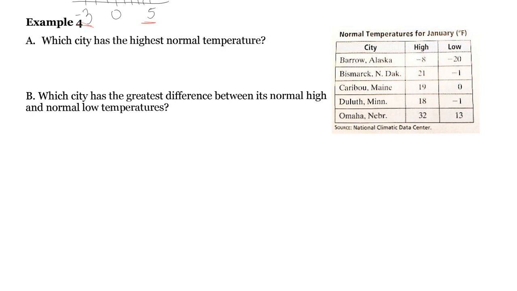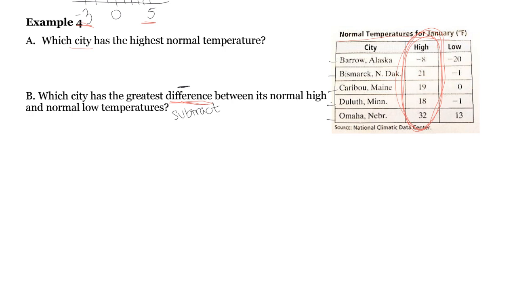So greatest normal temperature, what I mean by that is you're looking at your highest temperatures that are normal for January. So we're looking at our high numbers. And which city? For B, difference. Think about what the word difference means. Hopefully you remembered the word difference means to subtract. So we're subtracting on this one. So we want the biggest difference between the high and the low. So the only way to figure that out is to subtract each one.